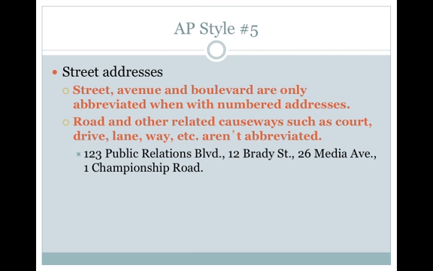Street addresses. Street, avenue, and boulevard are abbreviated when you have the number included. So if you're saying that something is occurring at 412 West Jackson Avenue, you would abbreviate the word avenue, AVE. But if you're just saying that something takes place on Jackson Avenue, you spell it out. So if you have the number, you abbreviate street, avenue, and boulevard.